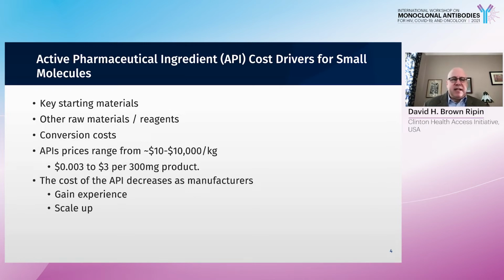And this results in active pharmaceutical ingredient price in the range of $10,000 to $10,000 per kilo. For ARV products, as an example, we're typically seeing API prices in the $200 to $1,000 range. And this $10,000 to $10,000 per kilo price translates to a fraction of a penny to $3 for a 300 milligram product. And the cost of API will go down over time as manufacturers gain experience and reach larger scales and scale efficiency.